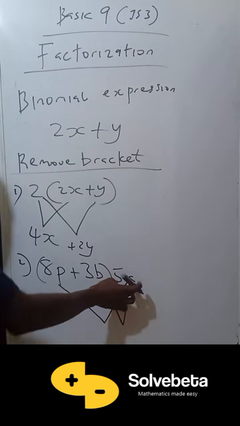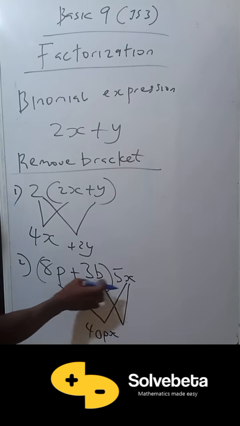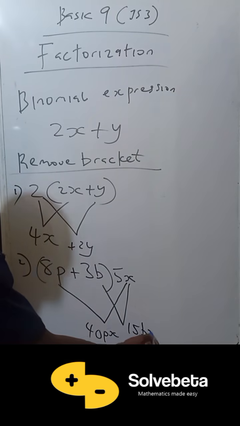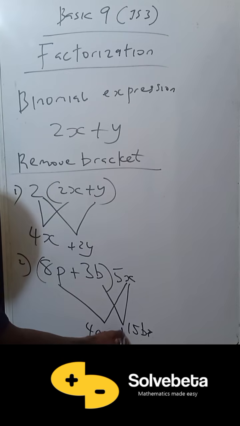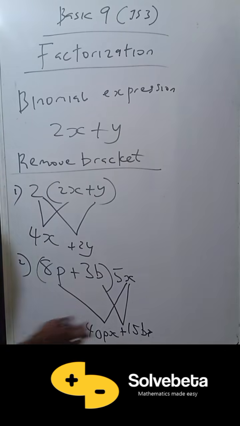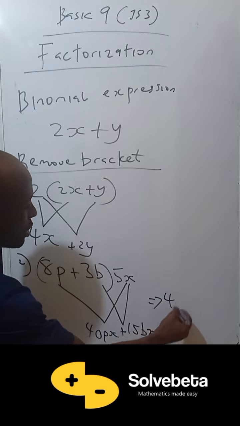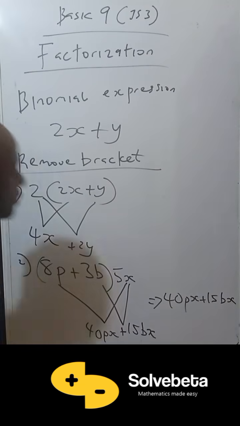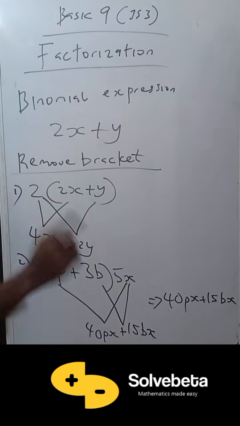So 8p times 5x: 8 times 5 is 40. p times x is px. 3 times 5 is 15. b times x is bx. Both are positive. This is positive and this is positive. So you have 40px plus 15bx. So our answer is 40px plus 15bx.